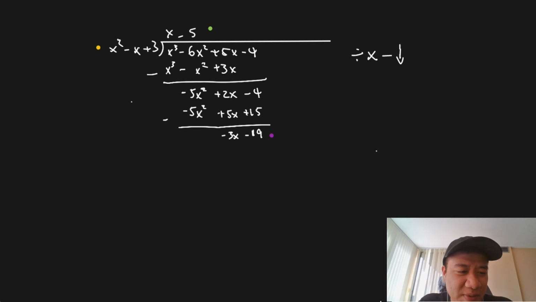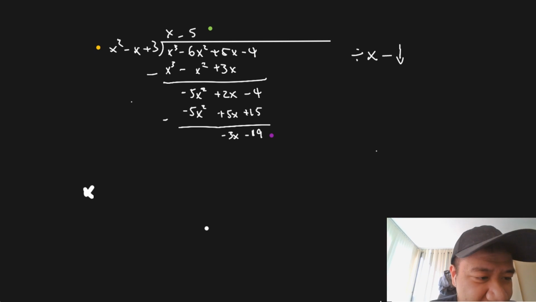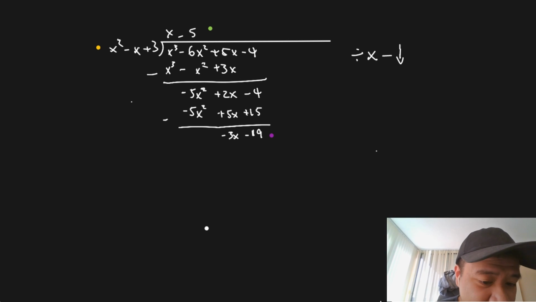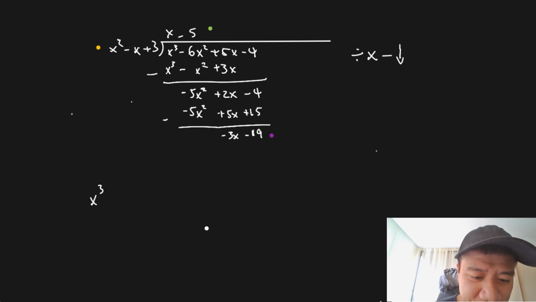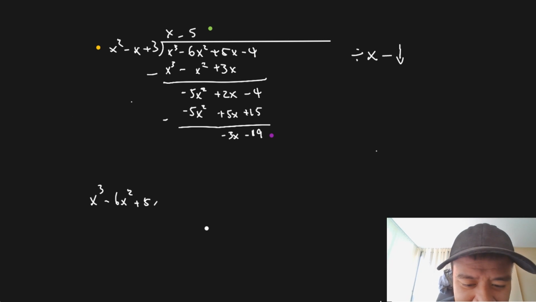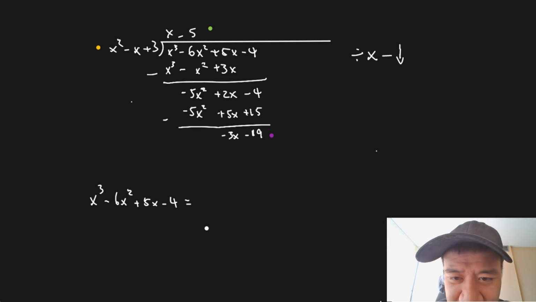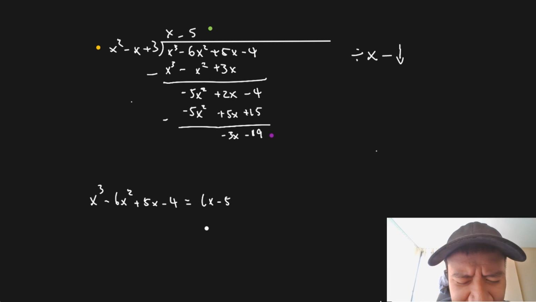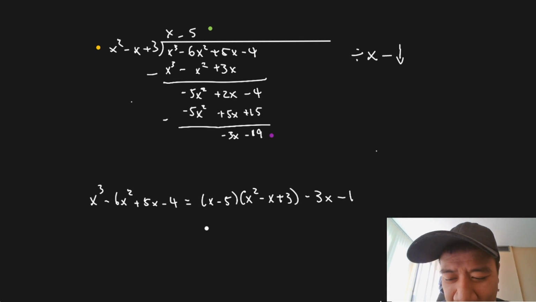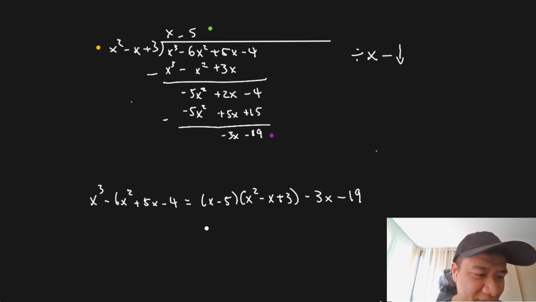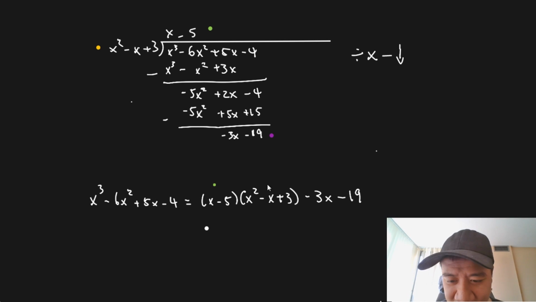And we can write it out the same way as we did before. So we have x cubed minus 6x squared plus 5x minus 4. This equals our quotient, which is x minus 5, times x squared minus x plus 3, which is our divisor. And then we put our remainder, negative 3x minus 19. So just like before, our quotient and our divisor, and then we add a remainder at the very end, negative 3x minus 19.